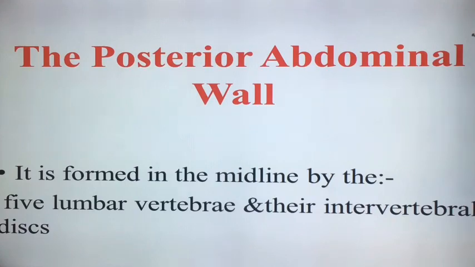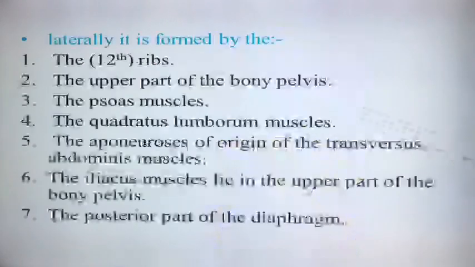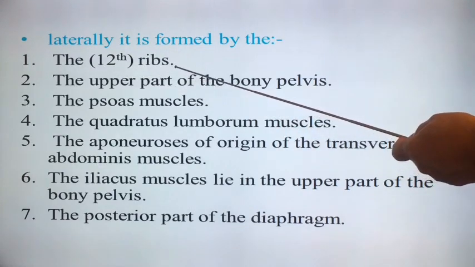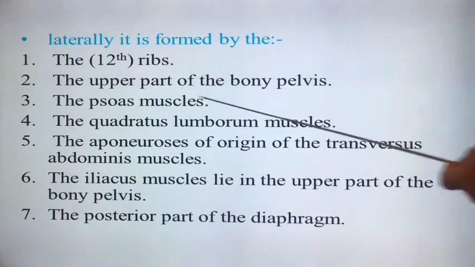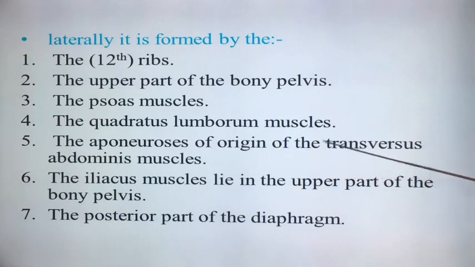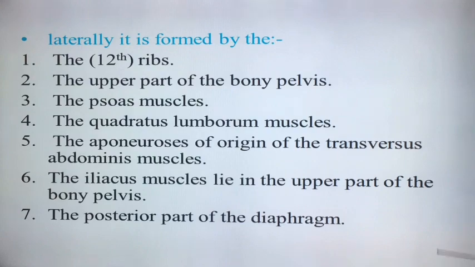If we finish the anterior abdominal wall with this opening and structures and canal, we want to see the posterior abdominal wall. It is formed in the midline by the 5 lumbar vertebrae and their intervertebral discs. Can you see? These are lumbar vertebrae. Laterally, it's formed by the 12th rib, upper part of bony pelvis, psoas muscle, quadratus lumborum muscle, aponeurosis of origin of transversus abdominis muscle, iliacus, and posterior part of the diaphragm.